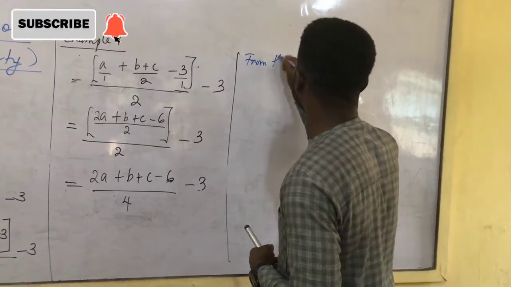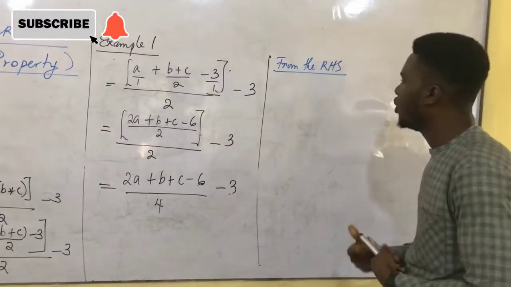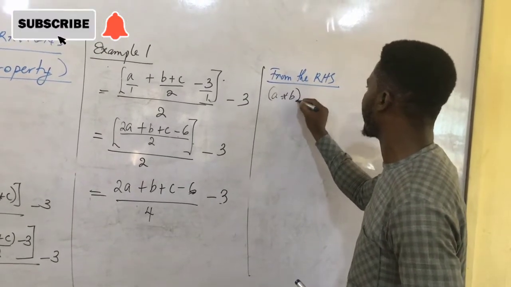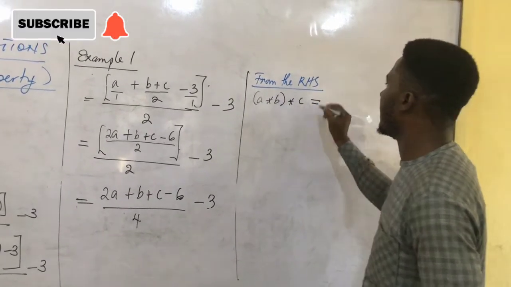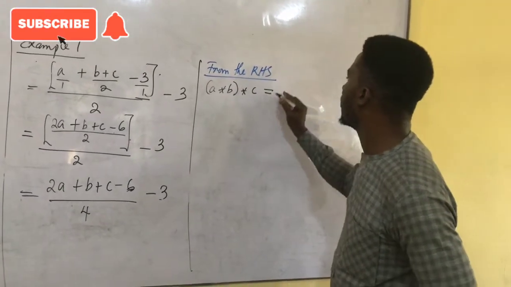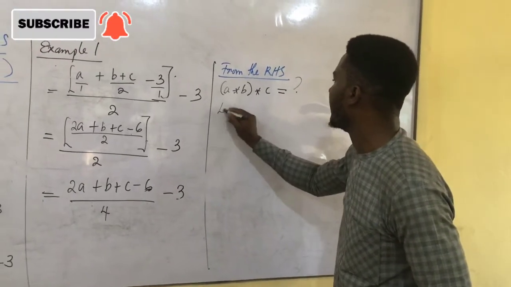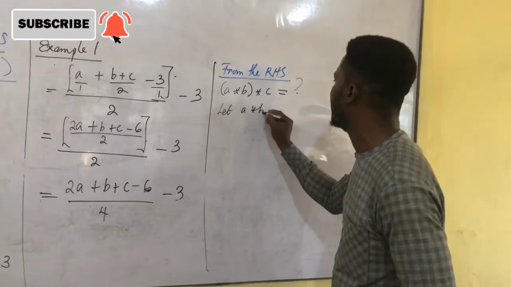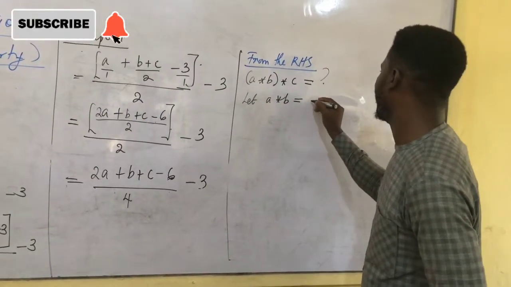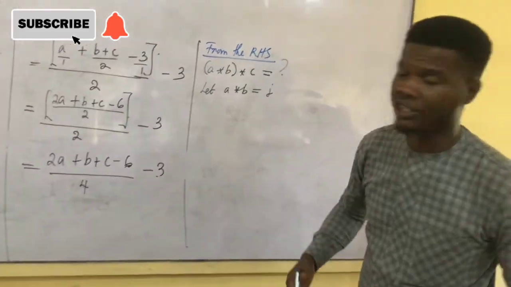So, from the right hand side, okay? Now, what do we do from the right hand side? I'm going to write out the expression (A * B) * C. Now, by the definition, A * B can be called, so I'm going to call this an unknown. Let A * B be equal to J, okay? So I'm going to use J to represent A * B.